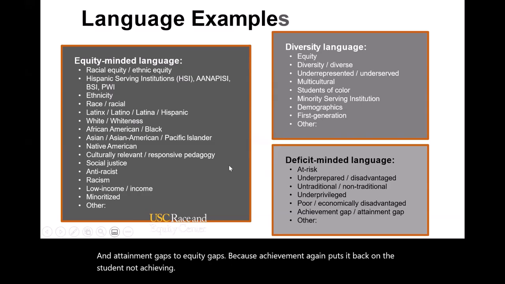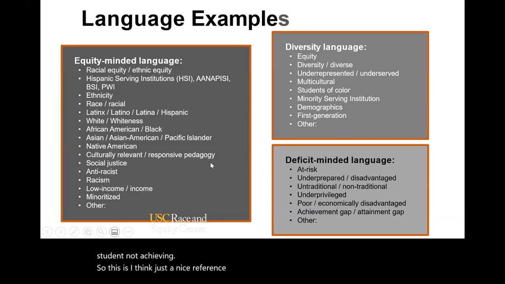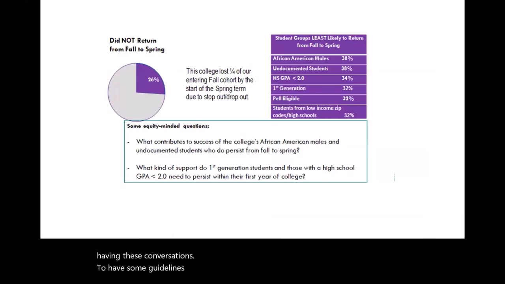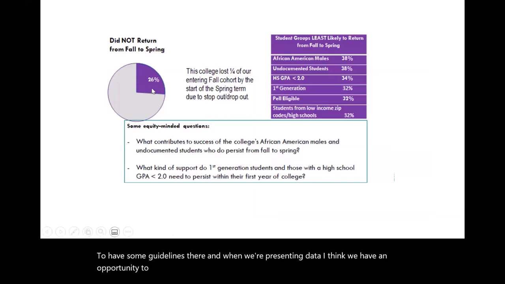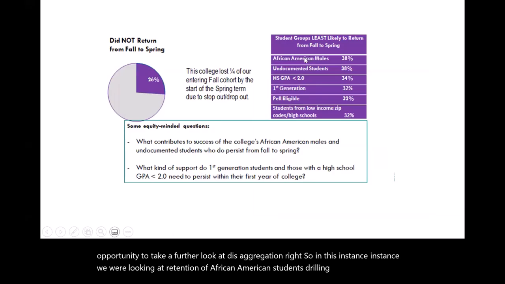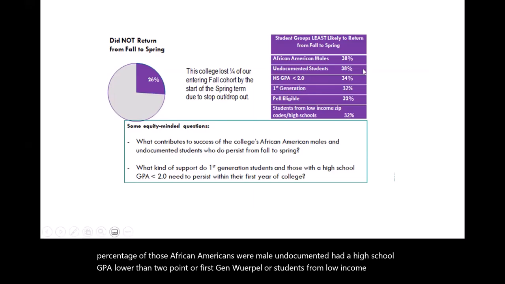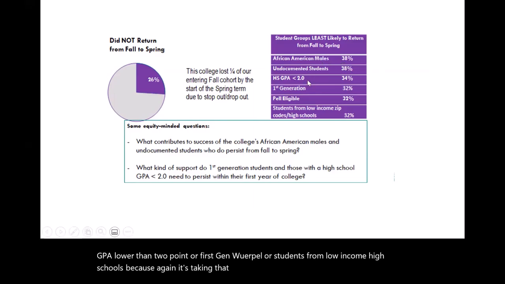So this is, I think, just a nice reference to have as you're writing up data analyses and having these conversations, to have some guidelines there. And when we're presenting data, I think we have an opportunity to take a further look at disaggregation, right? So in this instance, we were looking at retention of African-American students, drilling down to see what percentage of those African-Americans were male, undocumented, had a high school GPA lower than 2.0, were first gen, were Pell, were students from low-income high schools, because again, it's taking that intersectional approach and drilling deeper.